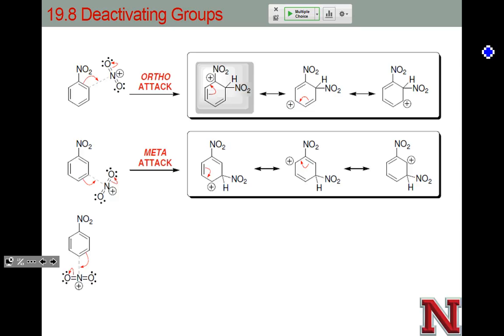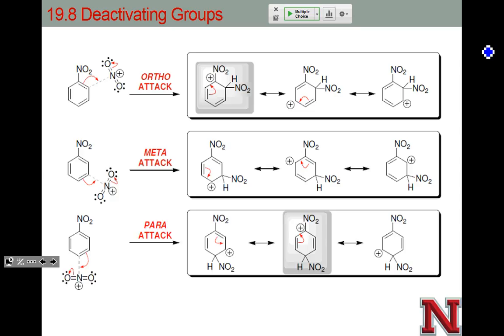So now our positive charge has a carbon in between the other positive charge, so it's a bit less unstable. Then in the para attack, we again see that we have that extra unstable resonance structure. So what we see with our deactivating groups is we're going to get meta attack because we don't have this extra destabilizing resonance structure where the positive charge is right next to our positive charge nitrogen, which is extra unstable.